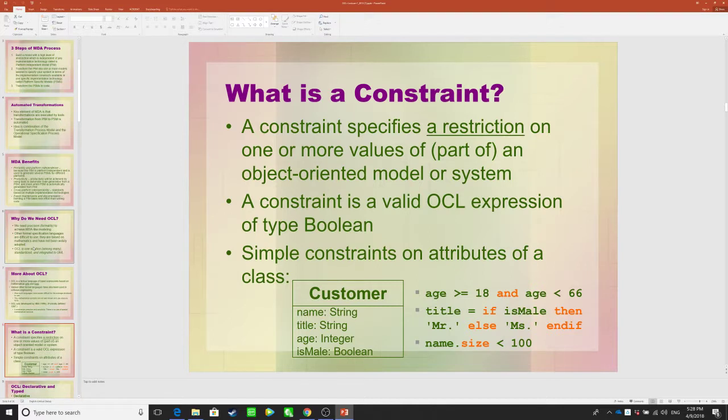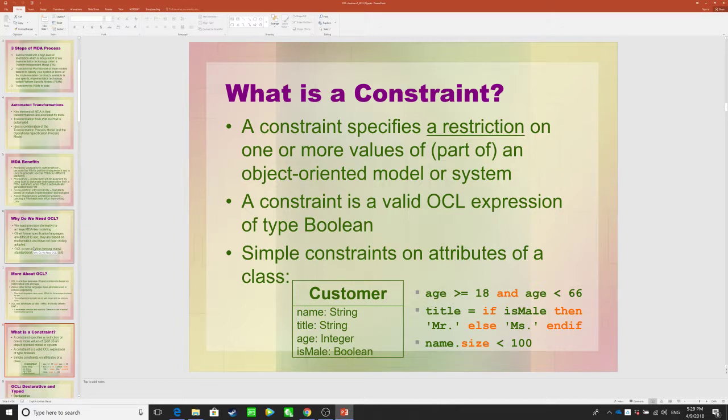Title string. Title equals, if is male, then Mr. else Miss. Can you explain this to me? Anyone explain this to me? Title. It's a Boolean, so if is male, then it's either true or false. So if it's true, then Mr. is the title, string title. And then if it's false, then it's Miss. Yes, correct. So this actually puts a constraint there.